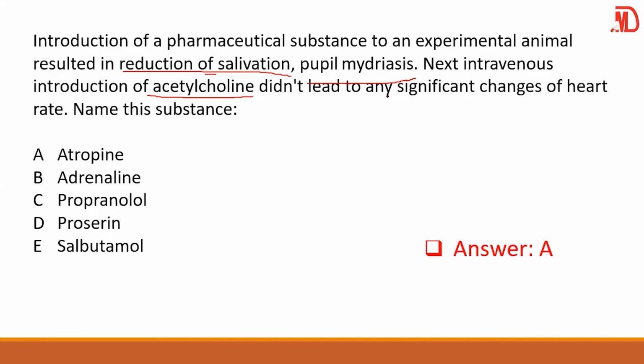Now, remember, the opposite of it is prozerin, right? So if prozerin was the one given here, that would mean that it will be reacting against this acetylcholine. So it would have had an effect. But here's the case, there was no effect. So that means that you are still giving atropine. All right.